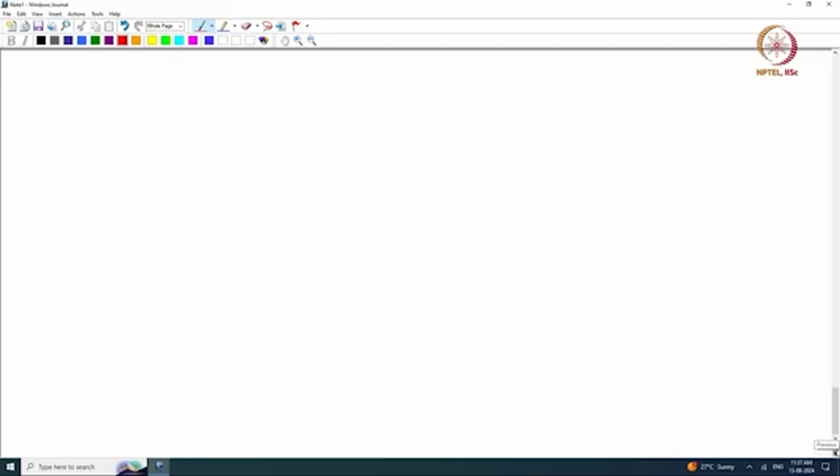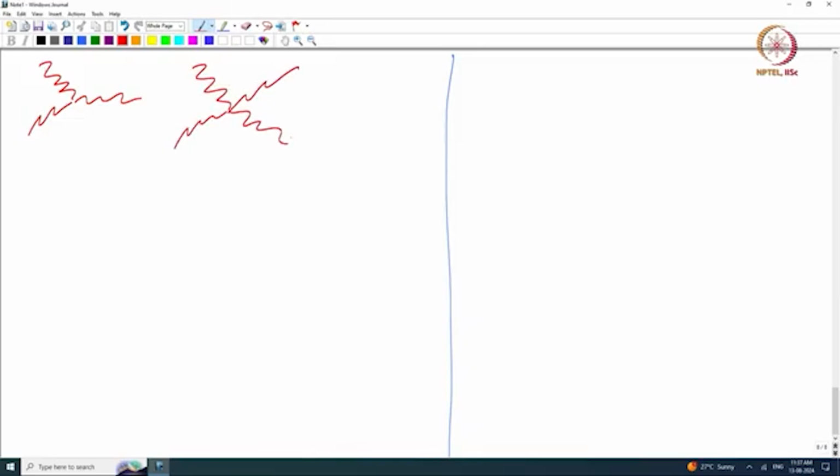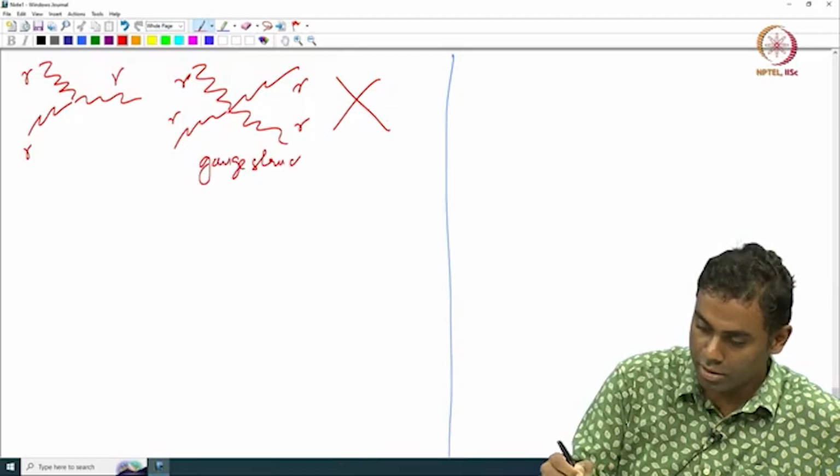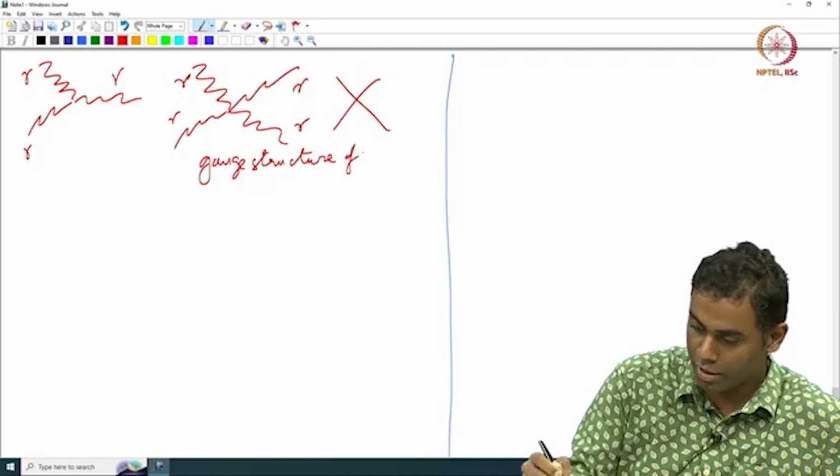Okay. Now, the reason I bring that up is that I cannot do the same thing for photons. A 3 photon vertex, and for that matter a 4 photon vertex do not exist, and that comes from the gauge structure of electromagnetism.